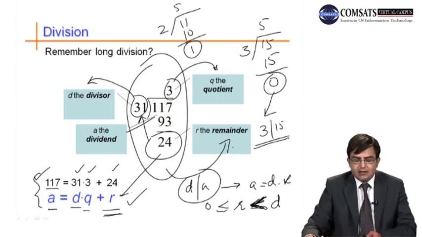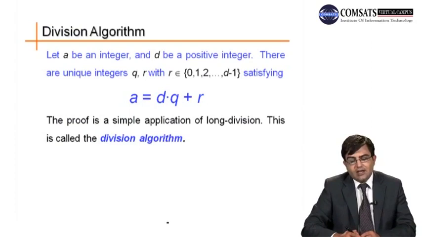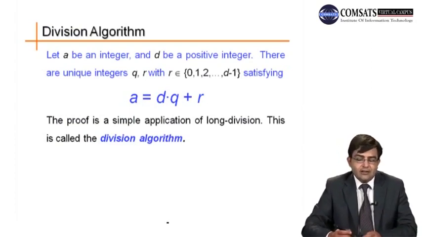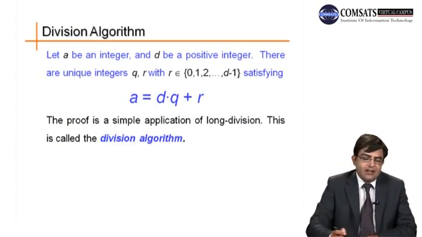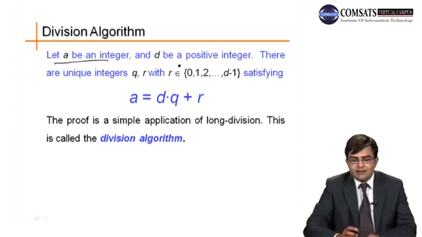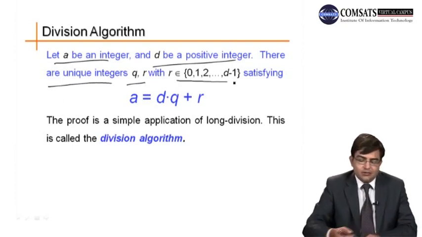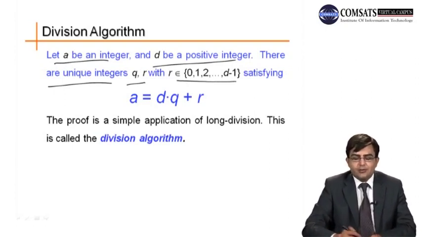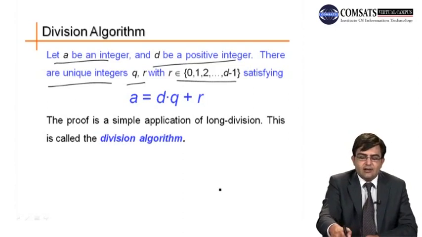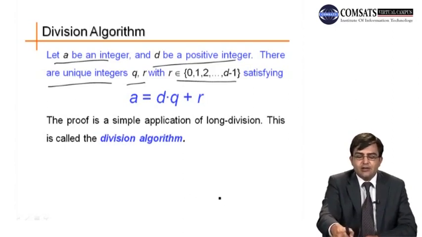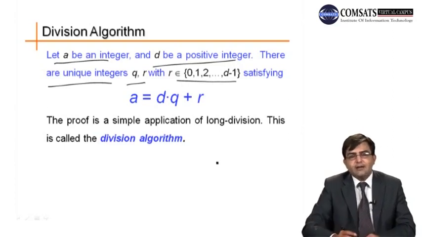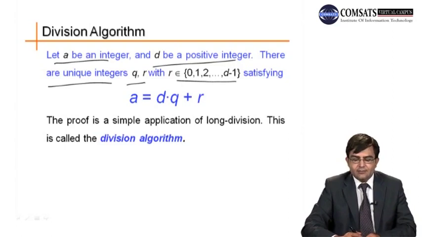Here the remainder must be greater than or equal to 0 and less than the divisor. So now I give you the division algorithm, how we divide numbers. Let a be an integer and d be a positive integer. There are unique integers q and r with r belonging to 0, 1, 2, and so on, up to the divisor minus 1, because if it is equal to the divisor, then again d divides a completely.